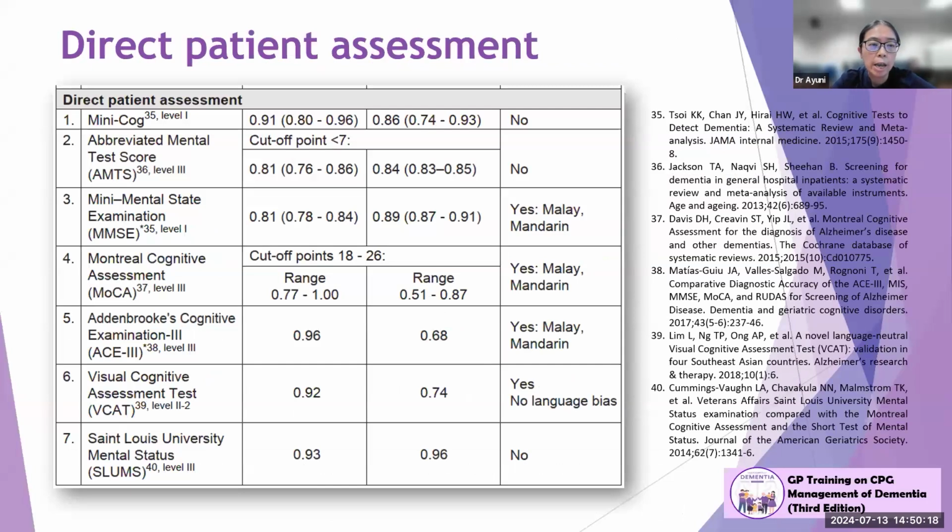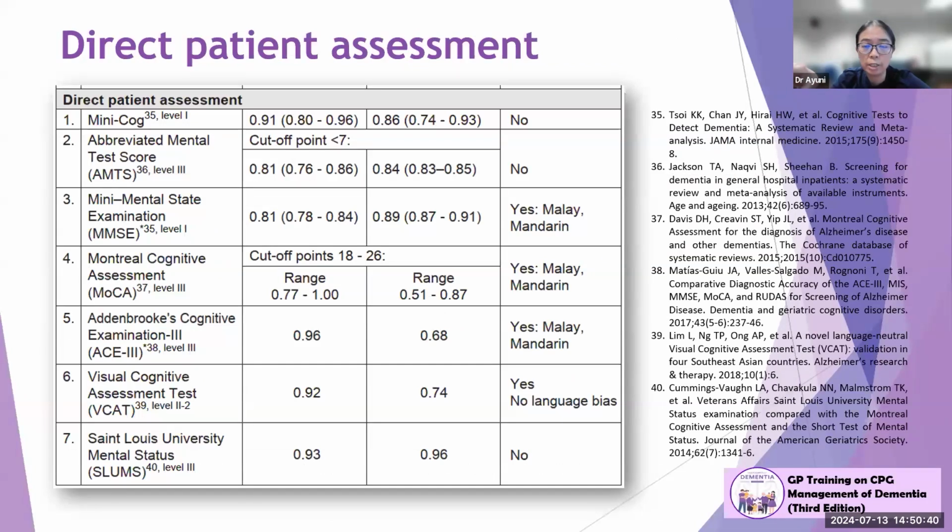Another one, which is more commonly used, is direct patient assessment, meaning you assess the patients yourself. Mini-Cog and the AMTS, these two are the easiest to use. Very short, it takes about 3 minutes, not more than 5 minutes to finish. The sensitivity and specificity are also very good. But for these two, there are no local language validation studies done. Okay, but it's okay to use.